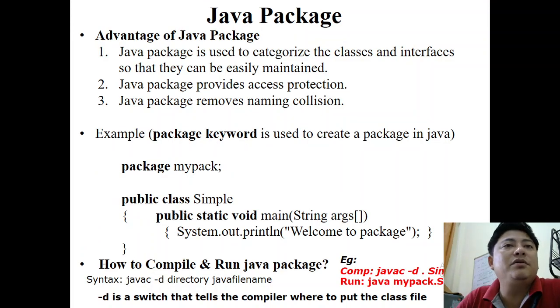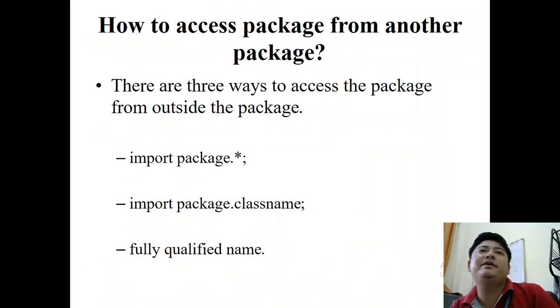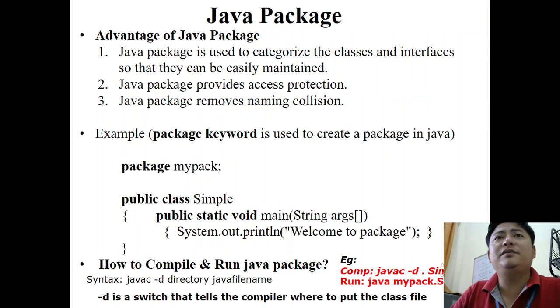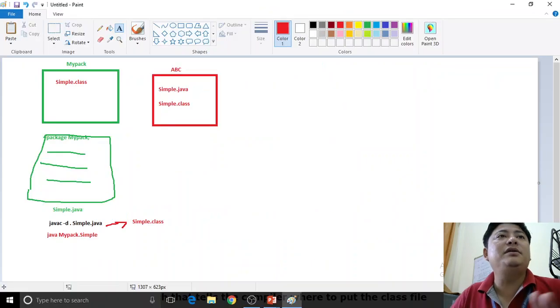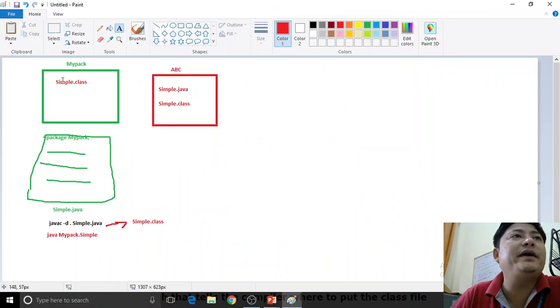Okay, so this is how you compile the code and run the code. I repeat, -d is a switch, or command, that tells the compiler where to put the class file. I hope I have made it clear. Now, just now you learned how to create a package, how to save the file which contains the package program, and how to compile it, relocate it, and check it. These things we have discussed just now.